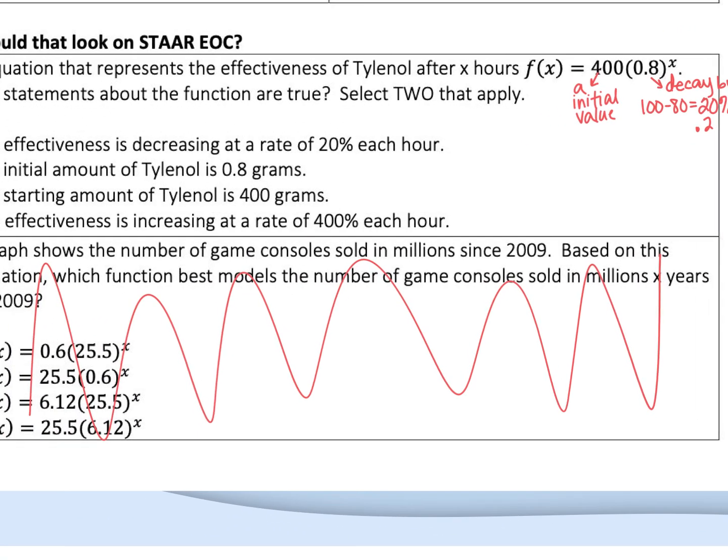The effectiveness is decreasing by 20%. Is that true or false? That is true. What about the initial amount is 0.8? No, that's false. That was our B. The starting amount is 400. That is true. And the effectiveness is increasing at a rate of 400%. That is false. So just A and C. Okay?